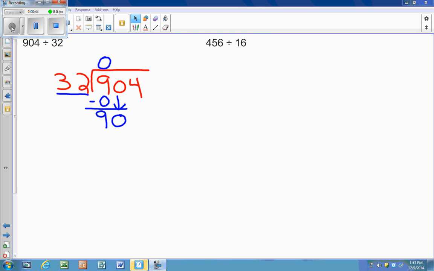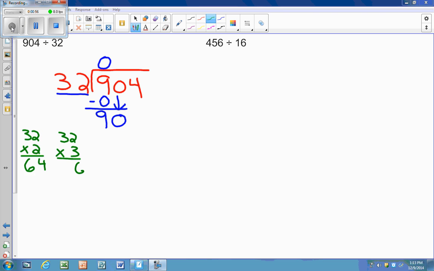For those of you who need it, you can at that point go on the side and do 32 times 2 and 32 times 3. And I see it can only go in 2 times, so I write the 2 at the top. And I know it's 64, and I subtract. And I bring down the next number.